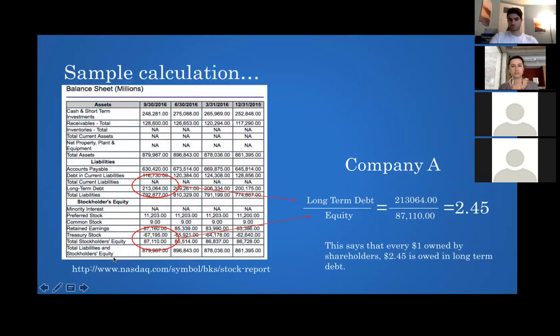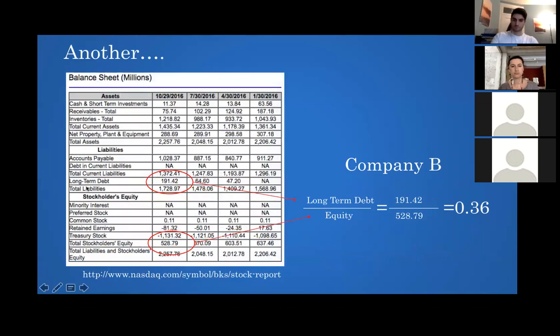So let's take a look at a simple example. I have company A, and if I go through the balance sheet, pick out the long-term debt and divide that by the total shareholders' equity, I get, in this particular case, 2.45. So this says essentially that for every dollar owned by shareholders, $2.45 is owed to people holding the long-term notes, or financed by long-term debt. That seems really high.